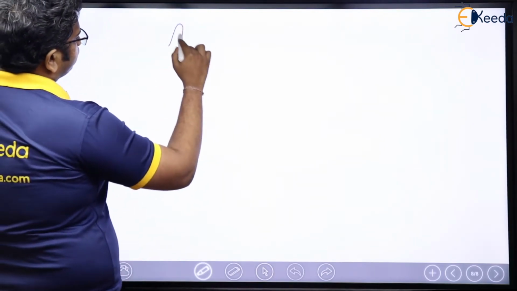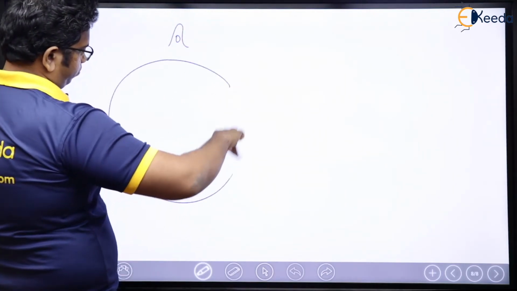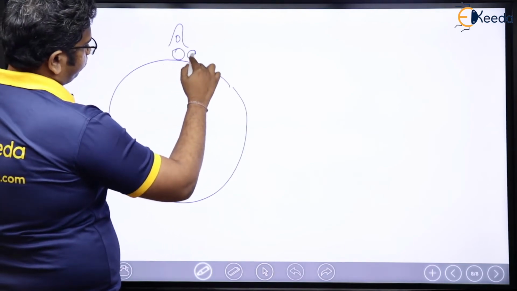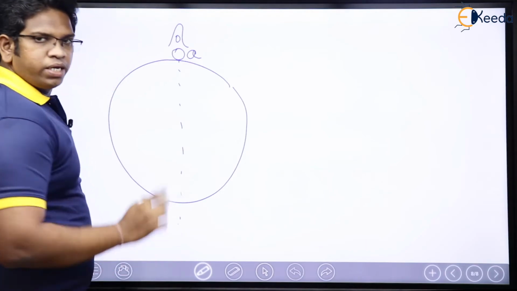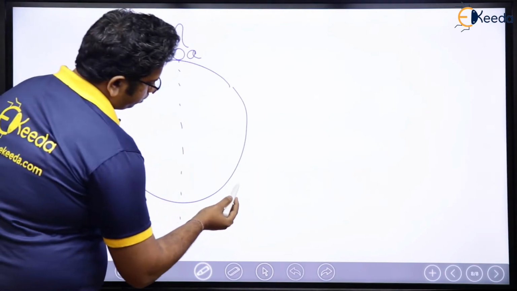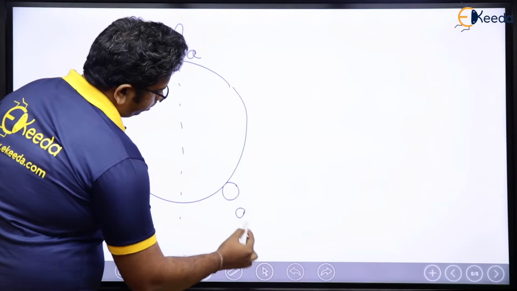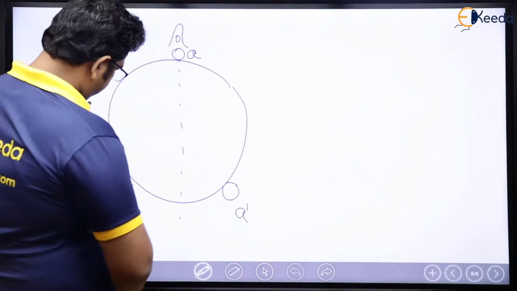Let me consider the stator here. Let me consider this as A. Ideally, A dash should be here for 2 pole, but what I am doing? I am going to do short pitching, so let me have A dash here. Right?